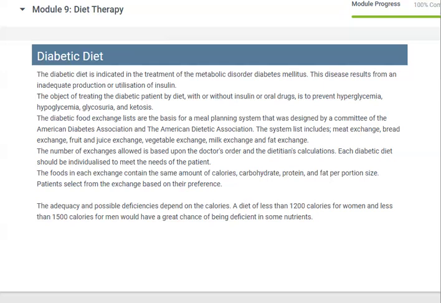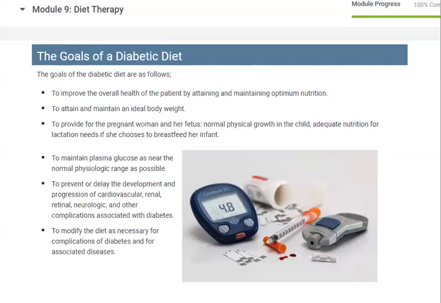The goals of a diabetic diet. The goals of the diabetic diet are as follows. To improve the overall health of the patient by attaining and maintaining optimum nutrition. To attain and maintain an ideal body weight. To provide for the pregnant woman and her fetus, normal physical growth in the child, adequate nutrition for lactation needs if she chooses to breastfeed her infant.